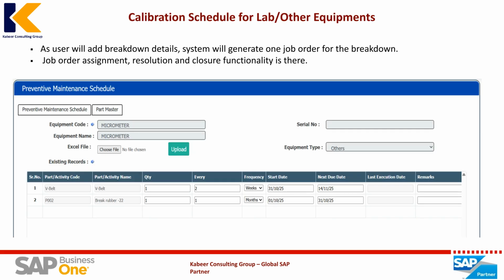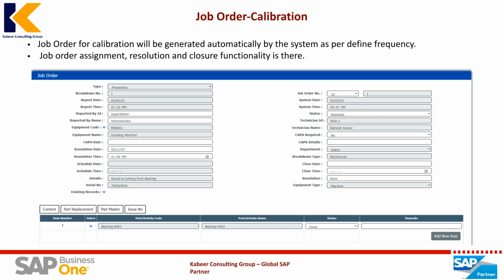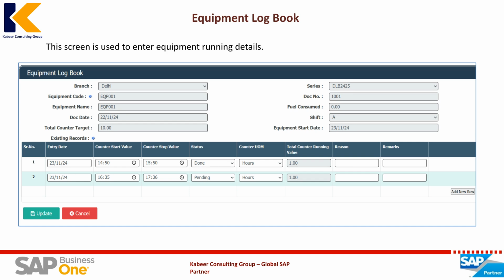The Calibration Schedule screen is used to set up schedules for lab and other equipment calibration. A job order for calibration is automatically generated based on the defined frequency for assignment, resolution, and closure. The Equipment Logbook screen is used to enter equipment running details.